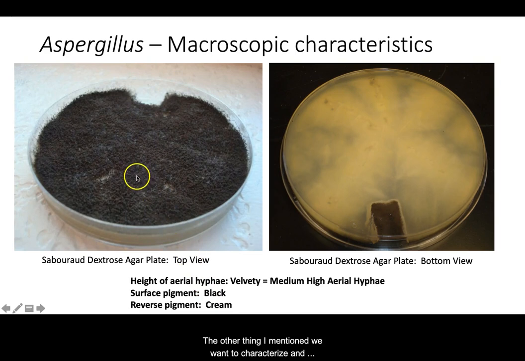The other thing I mentioned, we want to characterize and evaluate the height of the aerial hyphae. And so Aspergillus is said to have medium to high aerial hyphae, and the microbiological term for that is velvety, because it kind of looks like a sheet of velvet there. So it's got some fuzziness. Other molds are going to have a lower height of aerial hyphae, but others might have higher. And so that level or that height of aerial hyphae is known as velvety.